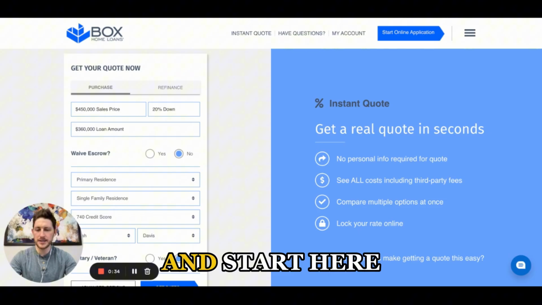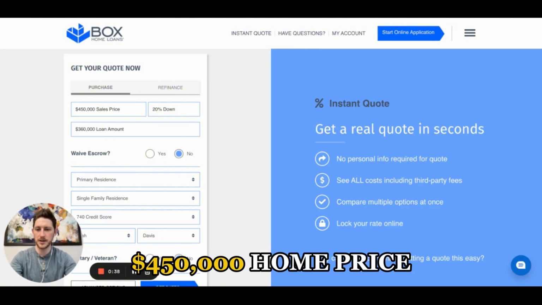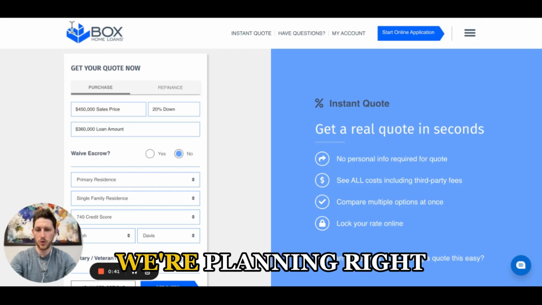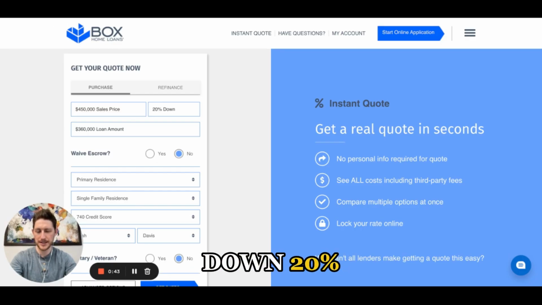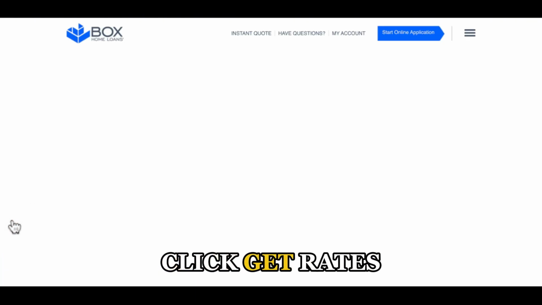So we're going to just go ahead and start here in this scenario. We've got a $450,000 home price. We're planning right now to put down 20%. So we're getting a loan of $360,000. Fill in the rest of this info and then go ahead and just click get rates.